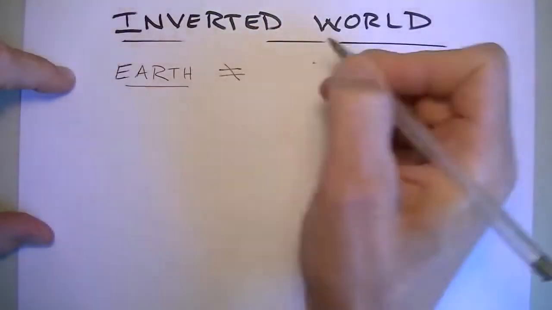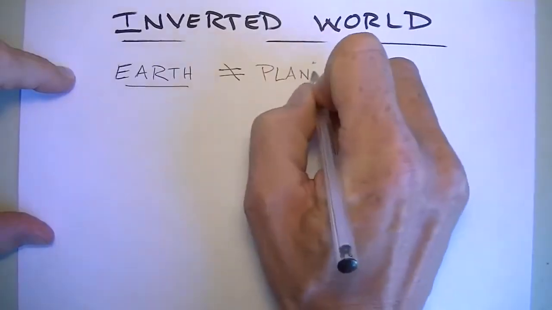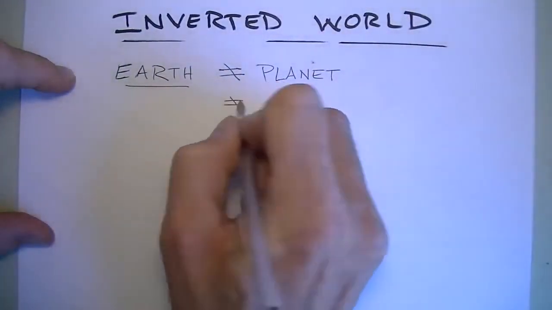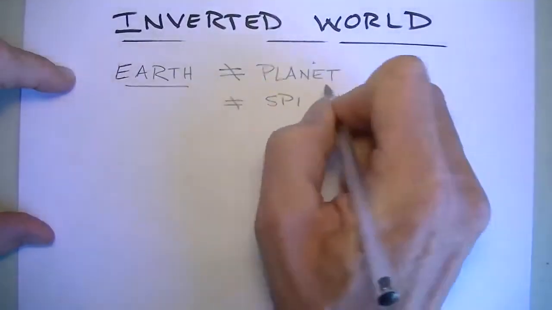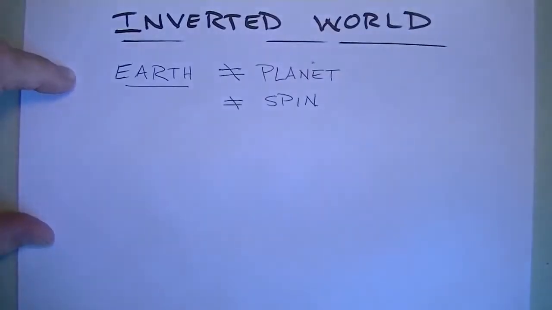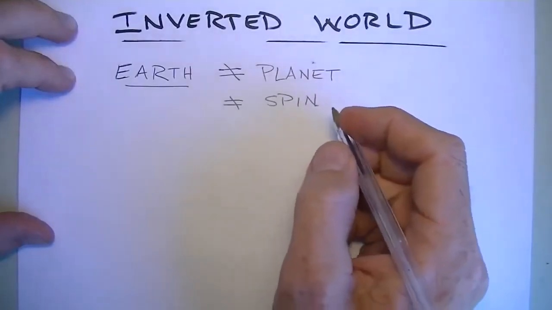Earth is not a planet. Earth does not spin. There is no spin to the Earth. Regardless of what you've been told, it's a lie. It's not true. There is no spin to Earth.